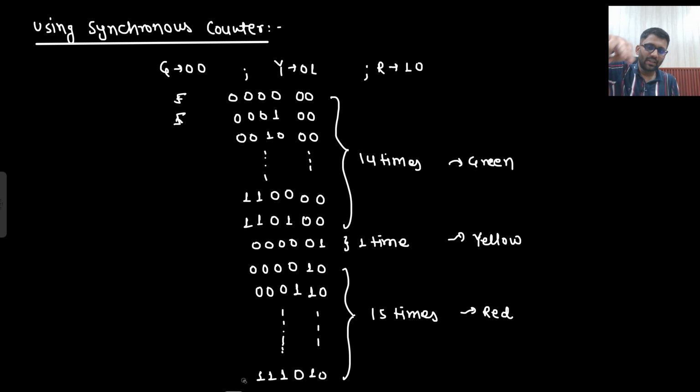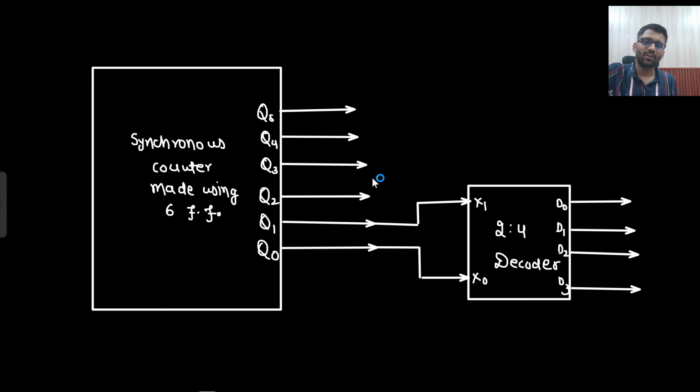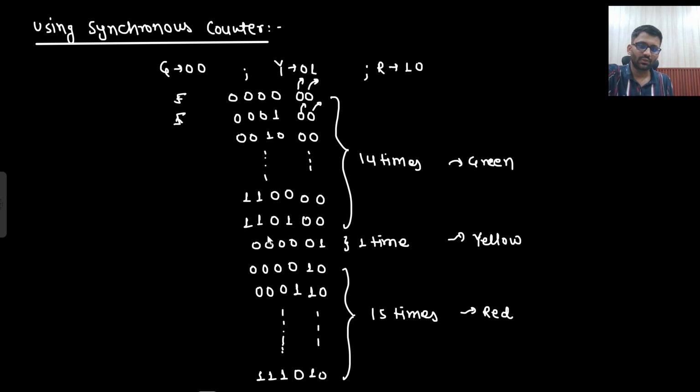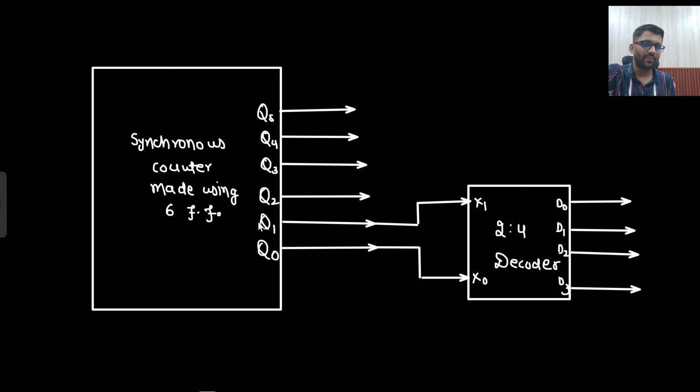Then I will pick only these 2 bits and take them outward. So I design this counter, and it will have 6 bits. How many flops are required here? 6 flip-flops. So I will design a synchronous counter made using 6 flip-flops. Here we have a 6-bit output, and there will be a clock.